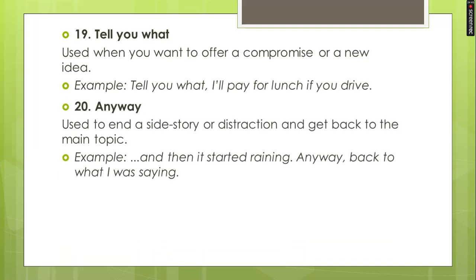Anyway. We use this at the end. It is used to end a side story or distraction and get back to the main topic. Don't confuse it with "by the way," but they almost work together. For example, and then it started raining. Anyway, back to what I was saying.